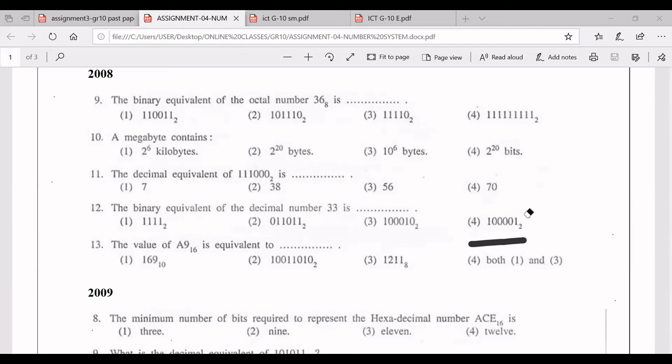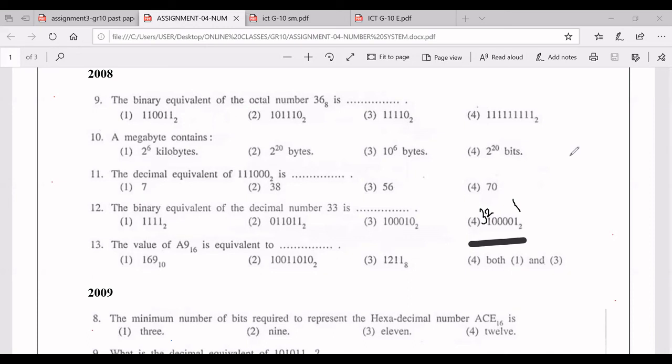33. So you can see it is very easy. What is that? 1 is here, 2, 4, 8, 16, 32. Then 32 plus 1 is 33. So that's why this fourth one is the answer.